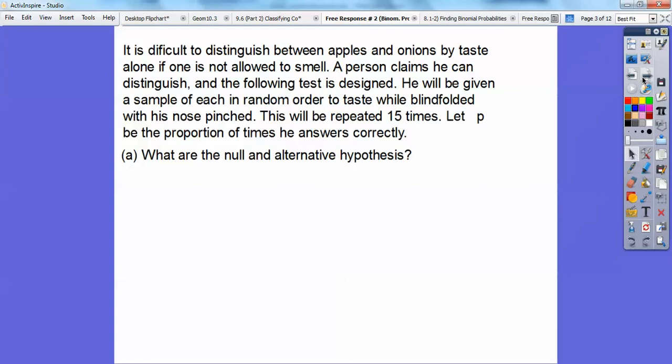The null and alternative hypotheses are this, you guys. If he can't distinguish and he's just randomly guessing, the null hypothesis is that half the time he's going to get it correct and half the time he isn't. If he's randomly guessing, it's like flipping a coin, 50-50. He's predicting that he can do better than 50-50, so the alternative would be P is greater than 0.5. So the null is P equals 0.5, and the alternative is greater than.